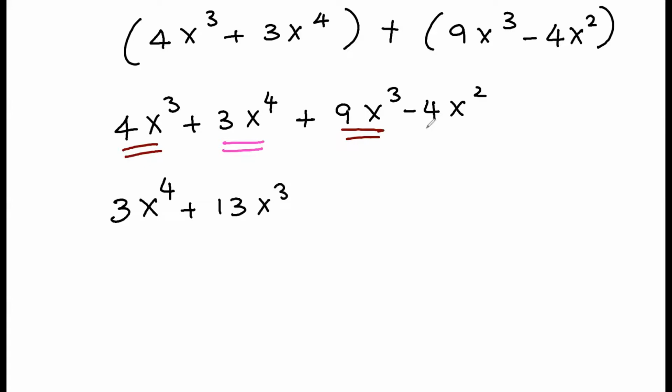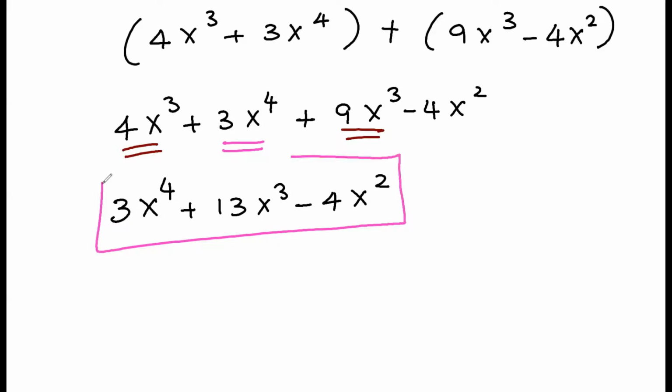And I notice that there is negative 4x squared, and there is no other like term. So I'm going to write that term as negative 4x squared. And we notice that the sum of the two given polynomials is 3x to the fourth power plus 13x cubed minus 4x squared. Hope adding the polynomials is clear to you.